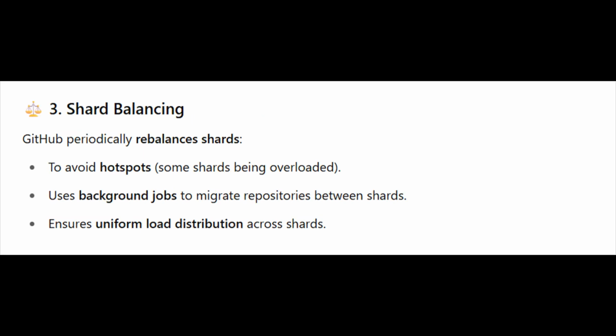3. Shard balancing. GitHub periodically rebalances shards to avoid hotspots, where some shards are overloaded. It uses background jobs to migrate repositories between shards. This ensures uniform load distribution across shards.